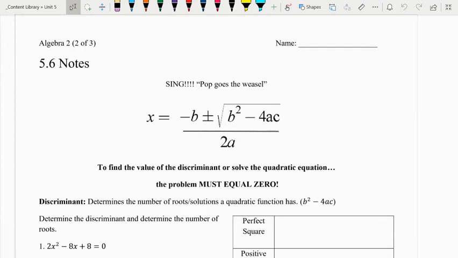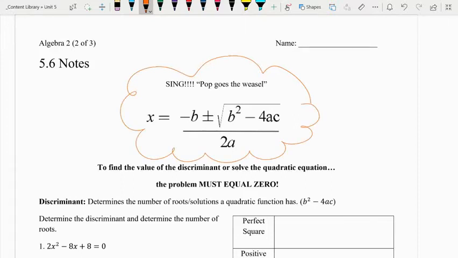So we're going to do 5.6 notes today. This is all about the quadratic formula and the discriminant. So to start off, let's talk about the quadratic formula. Most of you have already heard this before. Actually, all of you should have.